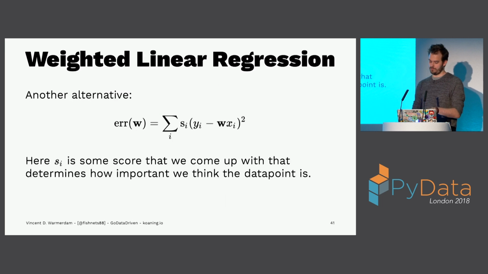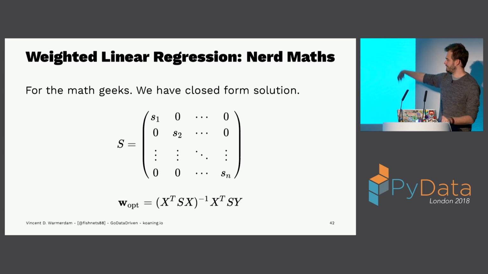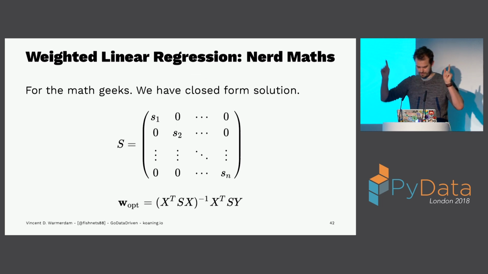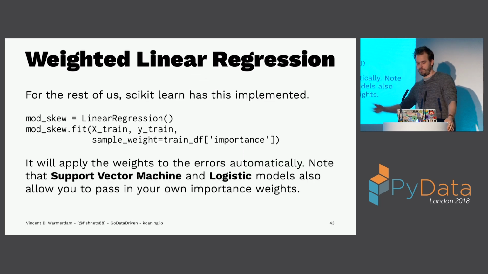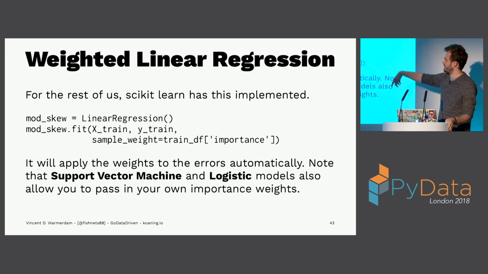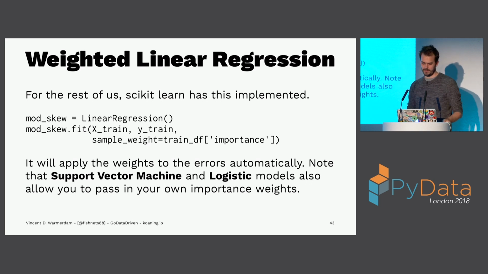Oh, by the way, if you do this, you can do this with like a gradient descent method. But if you're a math nerd, you can also just write it down in the matrix and there's a closed form solution. Super cool. But what you can also just do is you can make another column in your train data frame, call that importance. In scikit-learn, you can do this with linear models. I think support vector machines, logistic regression also have support for this, which is pretty cool.